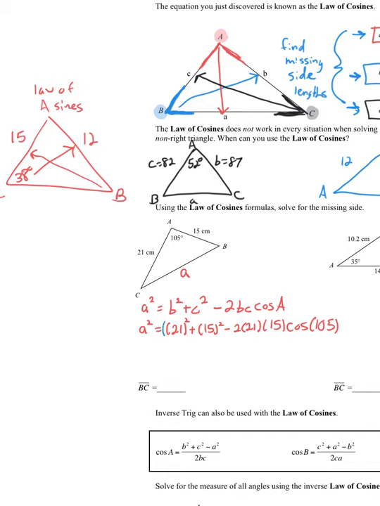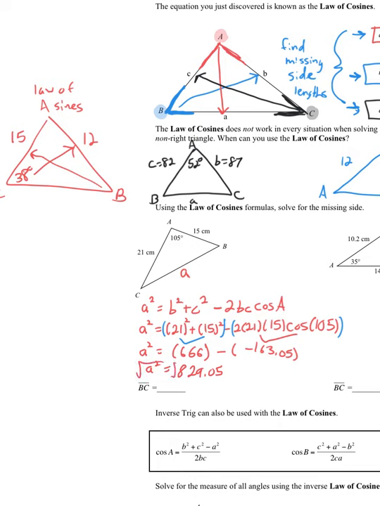Now let's break this into parts. We'll do this first part here, 21 squared plus 15 squared. That comes out to 666. And then the second part, 2 times 21 times 15 times cosine 105, comes out to negative 163.05 when I plug that into my calculator. So I end up getting a squared equals 666 minus a negative 163.05. That's actually going to add up to 829.05.